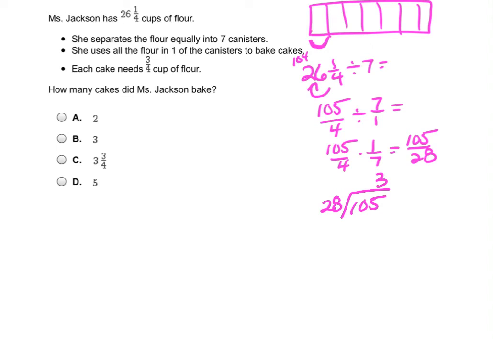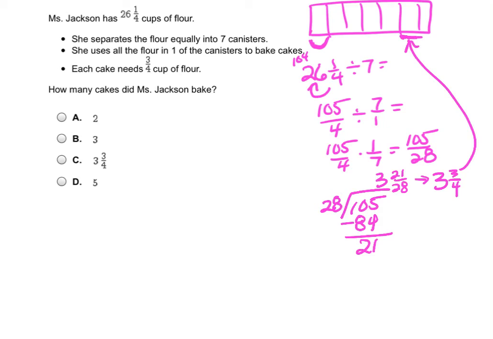3 times 28 gives me 84. When I subtract, I end up with 21. So 3 and 21 28ths. Now 21 28ths can actually simplify. 7 goes into both, so that it's actually just 3 3/4. So that tells me that one of these blocks is 3 3/4.